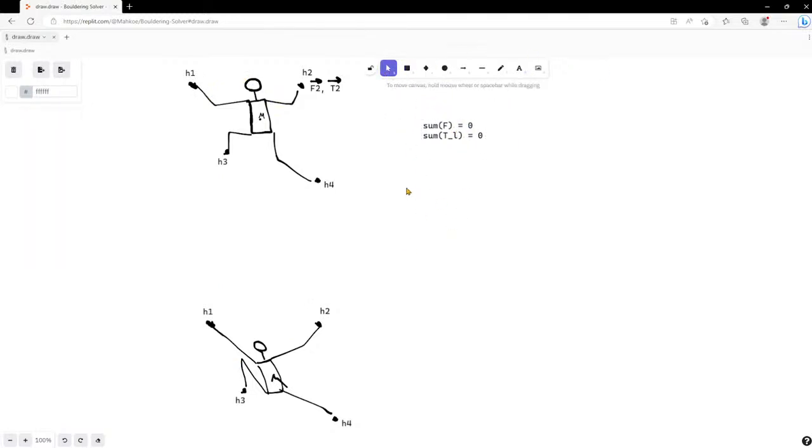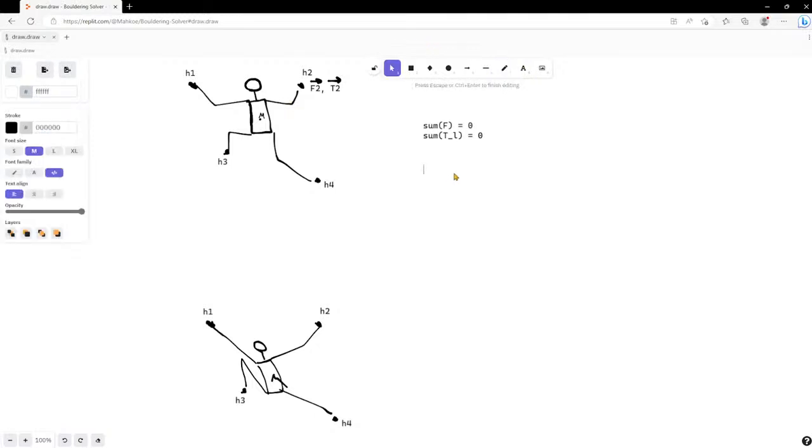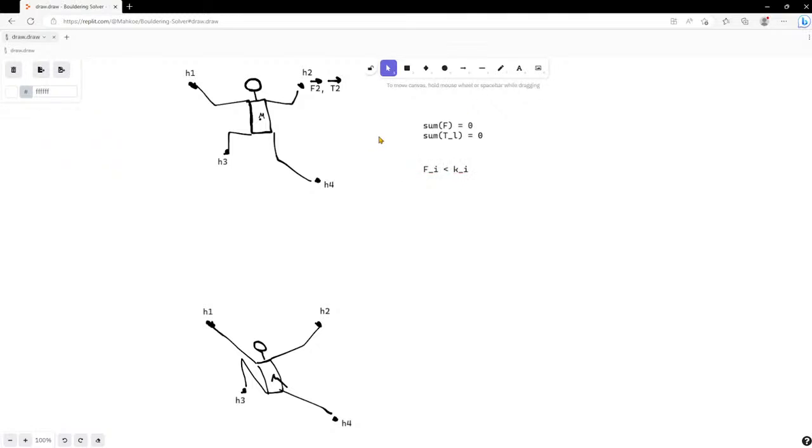There's actually a number of other constraints, and this is where the problem is starting to get more challenging, right? Because we could have constraints like F_i is less than some number. So for example, maybe your hand has a maximum amount of force it can tolerate, right? Or we could also have stuff like the angles of your limbs or something. So I could call this maybe θ2 or something.